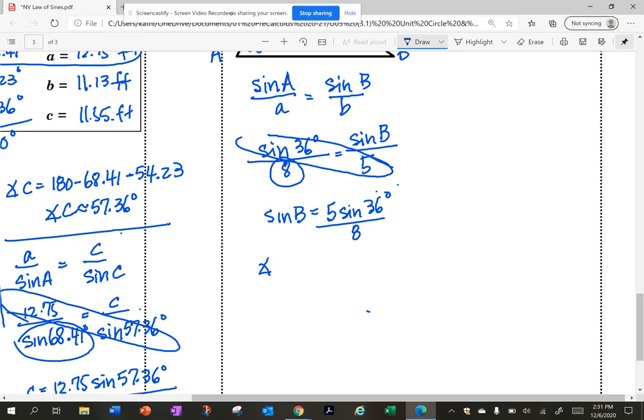So angle B is the sine inverse of 5 times the sine of 36 degrees divided by 8. So I have an inverse with a sine as part of it. Putting this in my calculator, I get angle B is approximately 21.55 degrees.